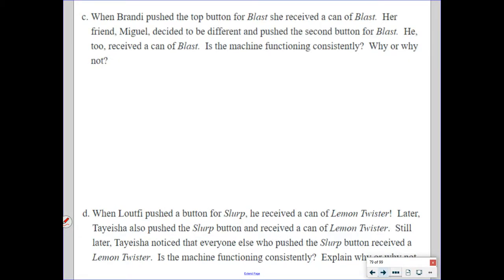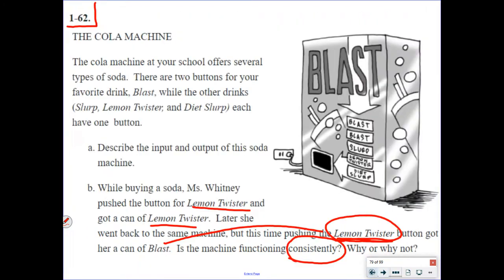Next problem. When Brandy pushed the top button for Blast, she received a can of Blast. Her friend, Miguel, decided to be different and pushed the second button of Blast. He too received a Blast. Is the machine functioning consistently? Why or why not? Think about it. There are 2 buttons for Blast. Look at it. 2 buttons for Blast.